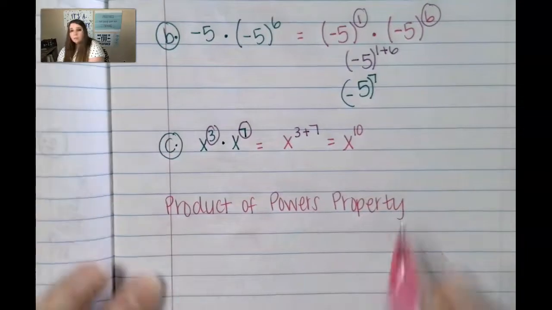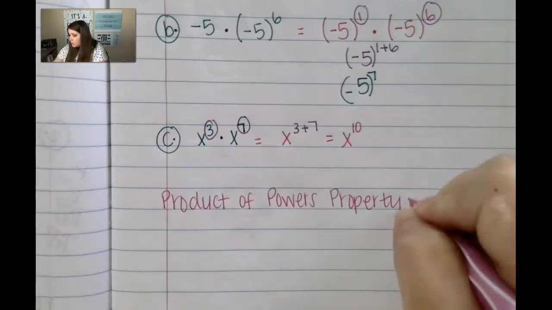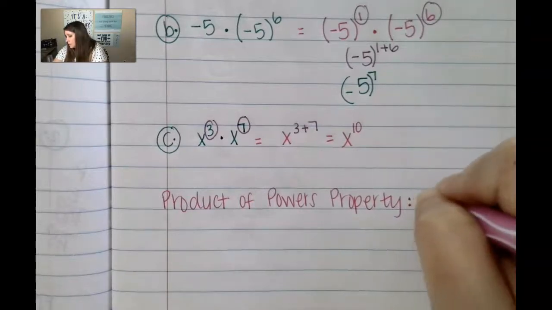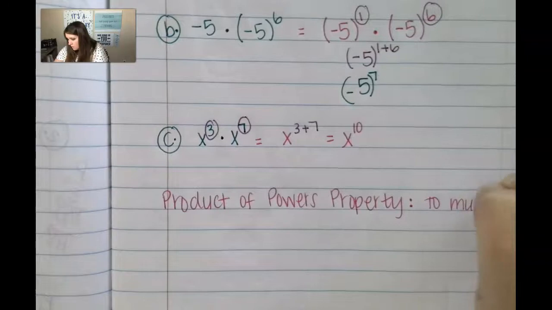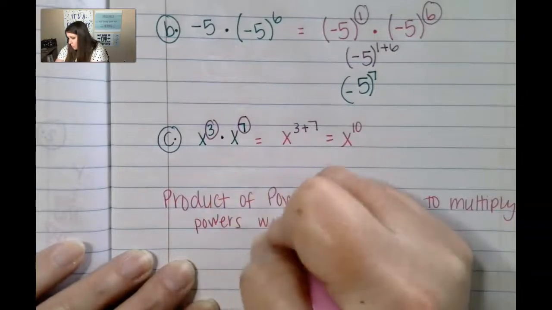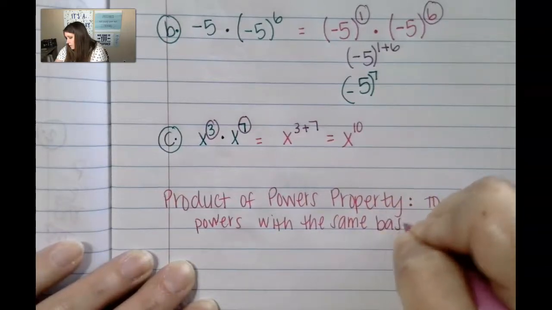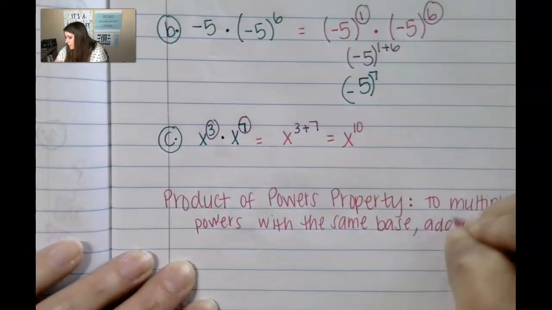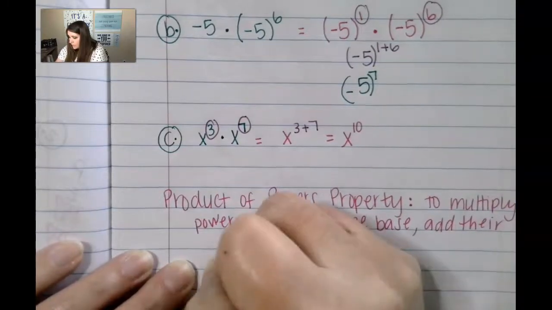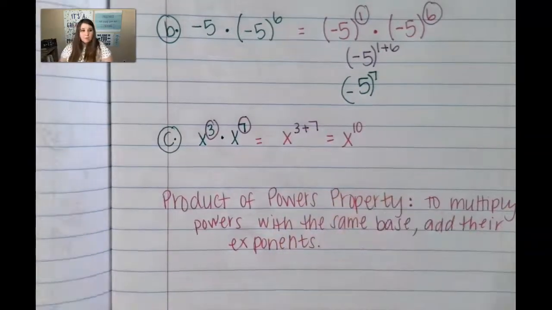Product of powers property. So the property says that when we are multiplying powers with the same base, all we do is add their exponents. So to multiply powers with the same base, add their exponents. And then it's simplified down, and eventually you can solve those problems.